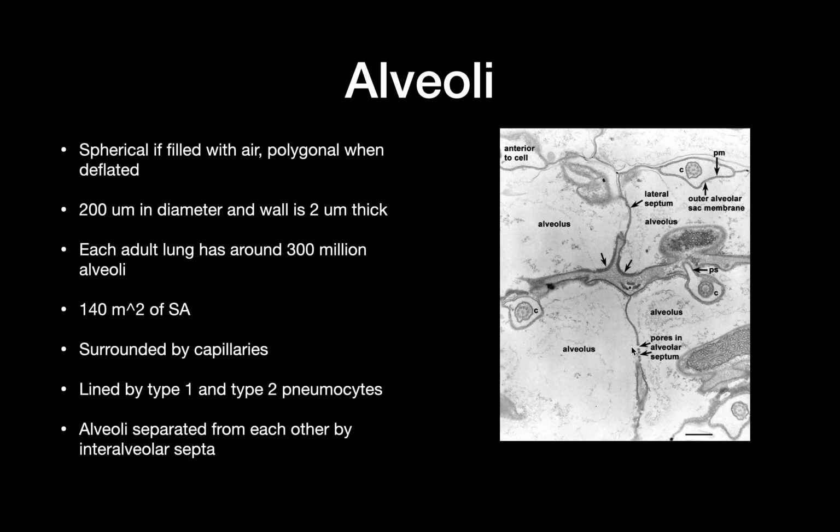So if a pathogen comes, white blood cells can come in and squeeze through the pores in order to take care of that. So here's the outer alveolar sac membrane, and here is the septum, here's the septum, here's an alveolus, and all of this would be in the alveolar sac.